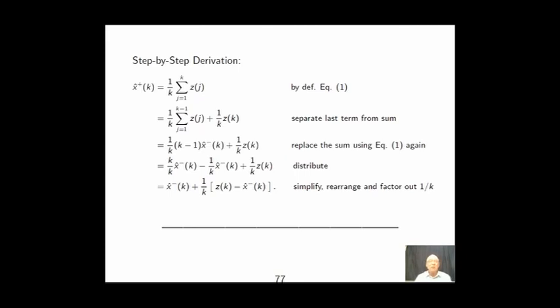You take the old estimate, x hat minus, you take the difference between that and the latest measurement, and that's what's in parentheses, and then you multiply it times the gain, a 1 over k factor. Add those two together, and that's your new updated measurement.